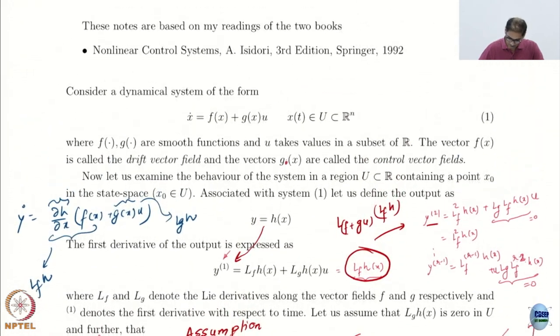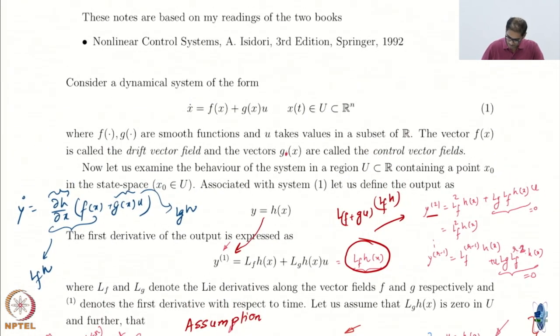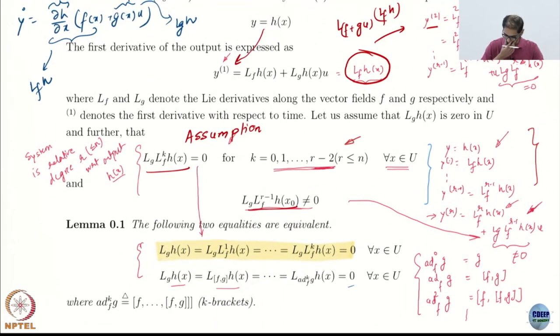Notice that we are still working with a scalar valued control, so this is a single input system. The ideas again work for the multi input case, but things just become a little bit more complicated, so it's easier to work here with the single input case. Okay, so that's the idea.